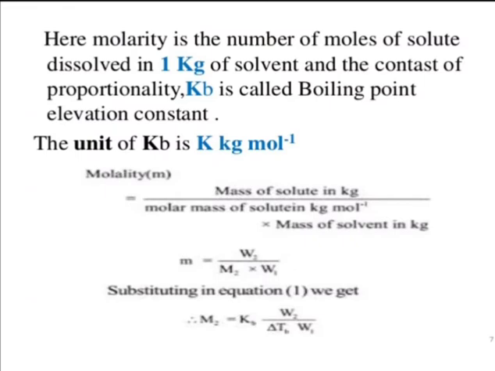Here molality is the number of moles of solute dissolved in 1 kg of the solvent, and the constant of proportionality Kb is the boiling point elevation constant, denoted by Kb, and its unit is kg per mole. The same definition applies here: molality is equal to mass of solute in kg divided by molar mass in kg per mole into solvent mass in kg.